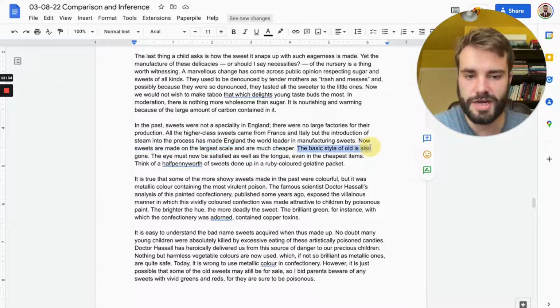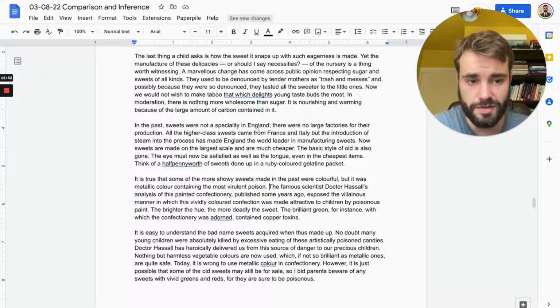The basic style of old is also gone. The eye must now be satisfied as well as the tongue, even in the cheapest items. Think of a halfpenny worth of sweets done up in a ruby-coloured gelatine packet. It is true that some of the more showy sweets made in the past were colourful, but it was metallic colour containing the most virulent poison.